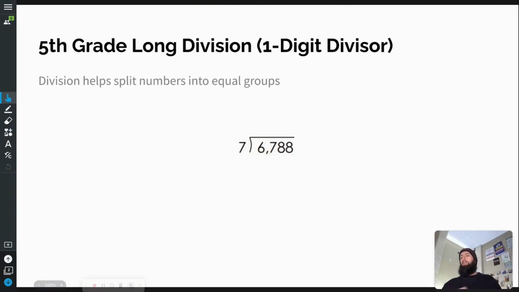Let's get into this. Let's get rid of the lanyard. I'm being serious. Division helps split numbers into equal groups. Let's say I have $6,788 and I want to split that amongst 7 different people. Division does that. It takes a big, large number and splits it into equal groups depending on how many groups you have. Okay? And your answer, your quotient, is going to be how much each person or each group gets.